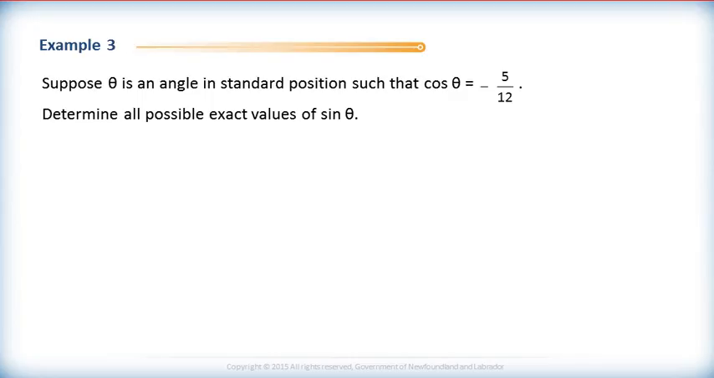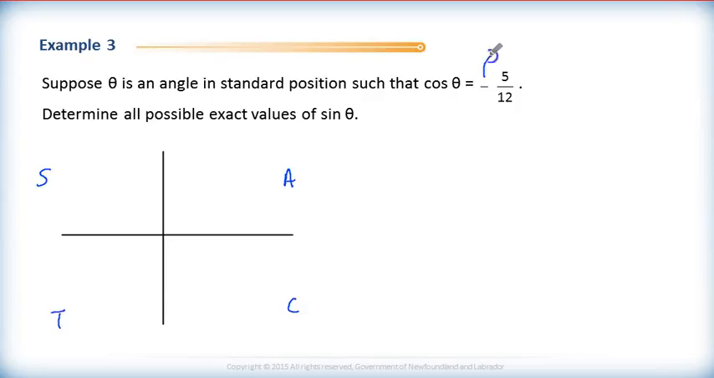Suppose theta is an angle in standard position such that cosine of theta equals -5/12. Determine all possible exact values of sine theta. Interesting. We are not told the quadrant for the terminal arm this time. But you may remember our earlier recording on the CAST rule. C-A-S-T. Our cosine value here is negative. So we need to find quadrants where cosine values are negative.